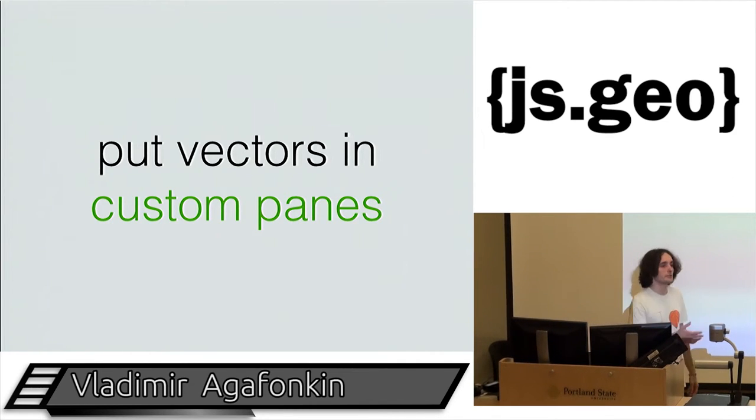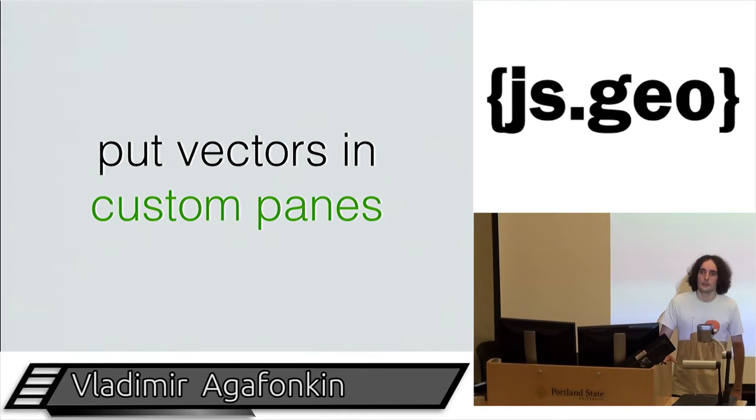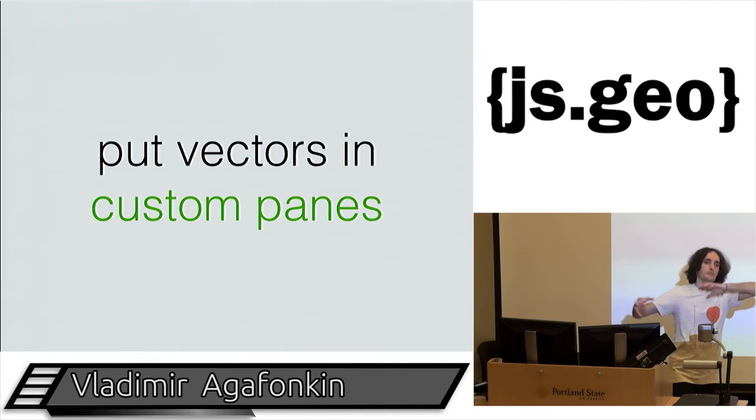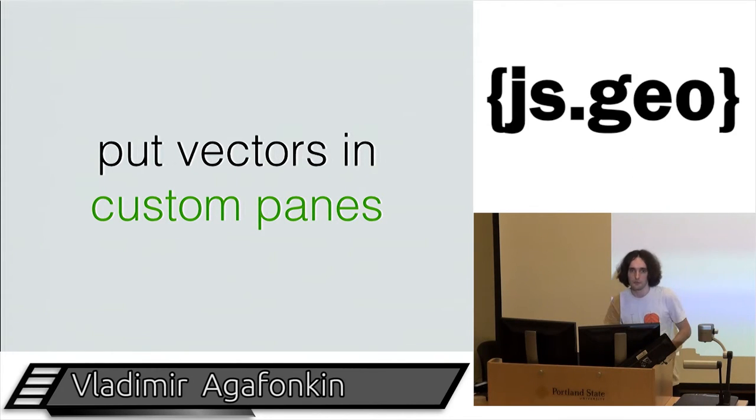You can now put vectors in custom panes. So if you want to put a tile layer and then a vector layer and then a tile layer on top and then a vector layer on top, you can do that. Before that, it was a problem in Leaflet.